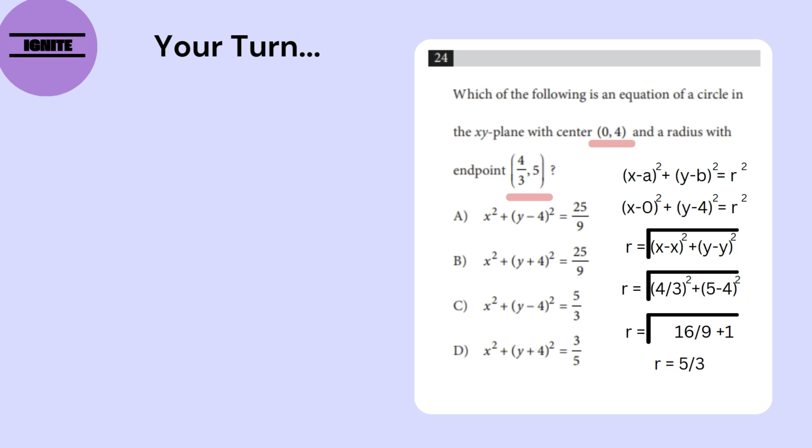Now, in this instance, we are looking for the radius squared, and 5/3 squared is 25 over 9. So, plugging this back into our equation, we only get one option, and that is answer choice A.